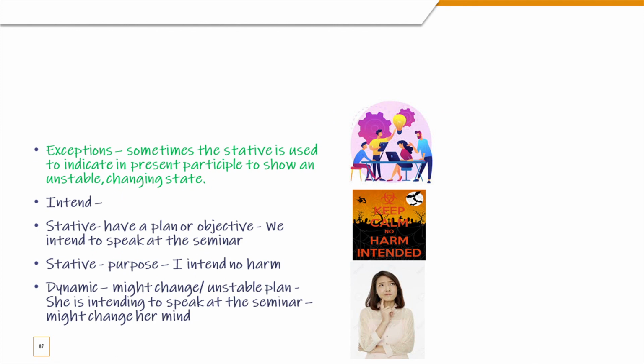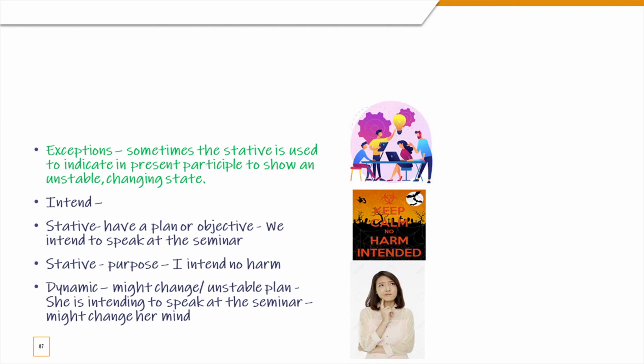So for every rule, there is an exception, people. So I said, stative verb is stative and dynamic is dynamic, and they never change. But there might be verbs where sometimes the stative is used to indicate in present participle and actually in continuous form to show an unstable, changing state.